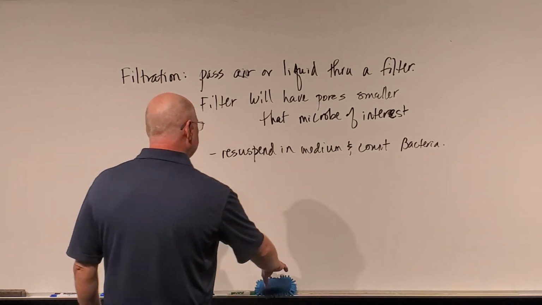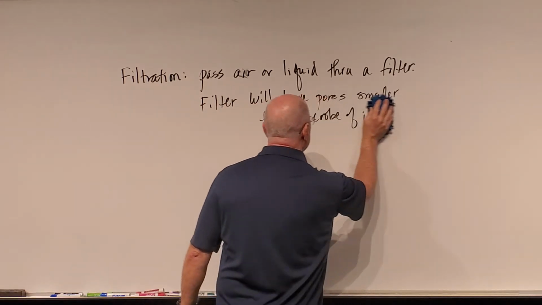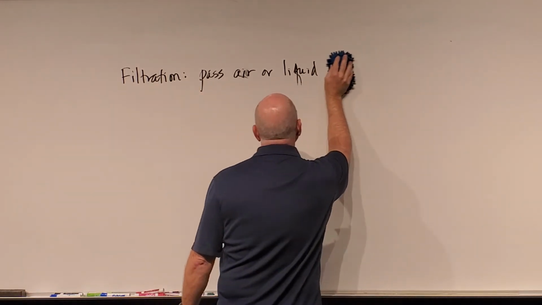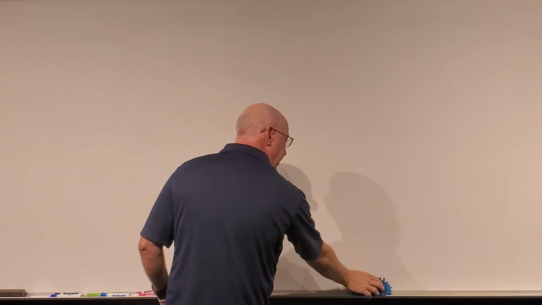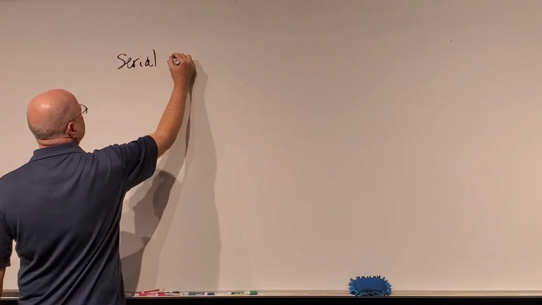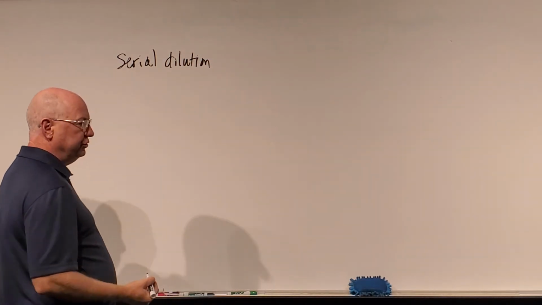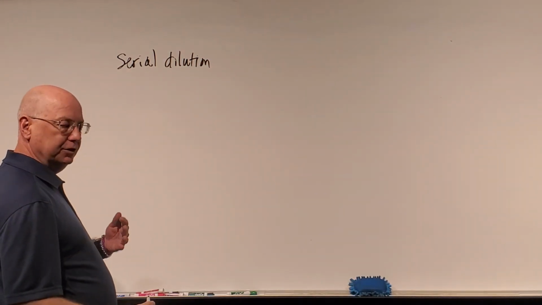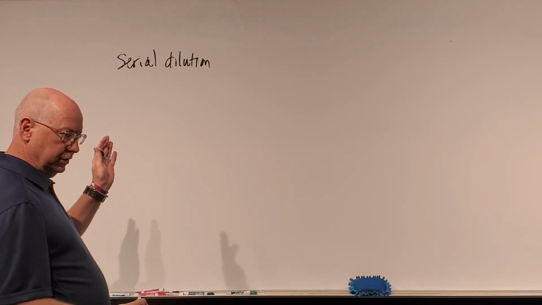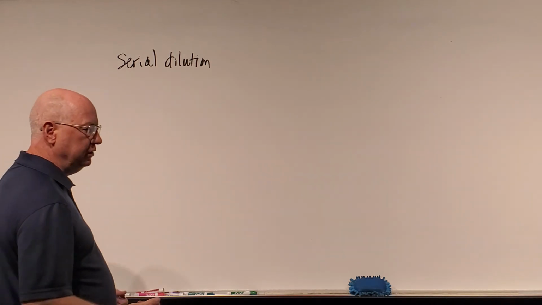Now, one of the things that we need to talk about, and I'm not going to go into super detail on it, but I want you to be aware of the technique. We're not going to do any major calculations, but sometimes in order to do counts, we have to do what's called a serial dilution. In serial dilution, you're going to dilute something. You're going to put it in increasing amounts of liquid so that it becomes more dilute.